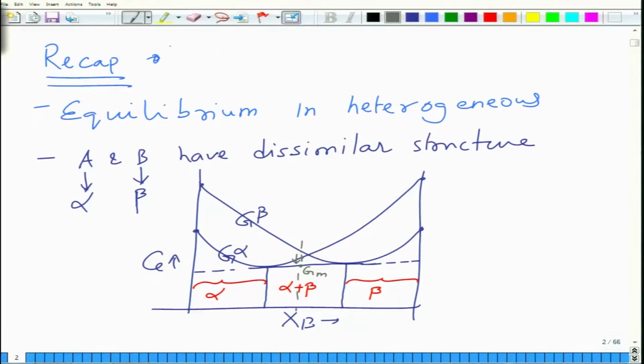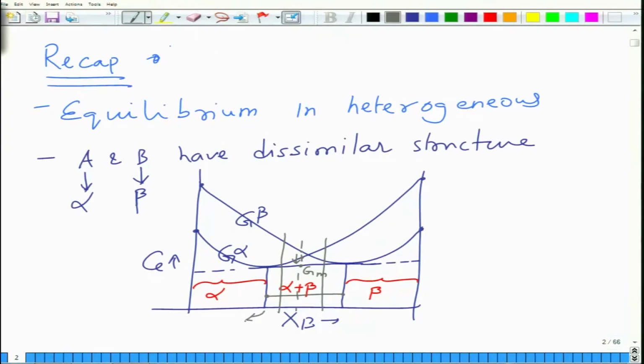The composition of alpha phase is given by, so you have two phases alpha and beta. The relative proportion of alpha and beta will be determined by the composition. If you have this composition, the alpha and beta proportions will be different. If you have this composition, alpha and beta proportions will be different. However, whatever the proportion may be, the composition of alpha, that is the amount of B in alpha, would be determined by the intersection of this horizontal with this line. This is the composition of alpha phase, and this is the composition of beta phase.